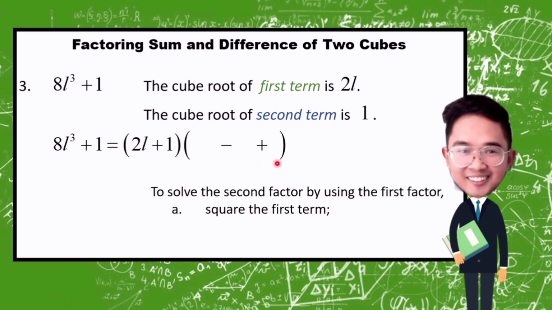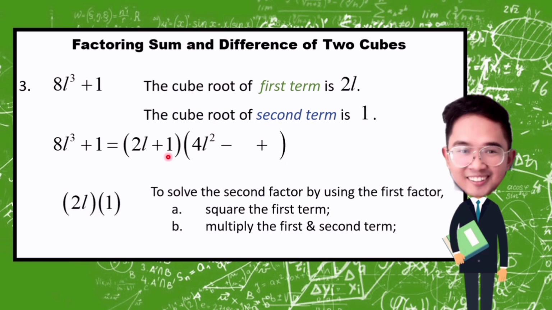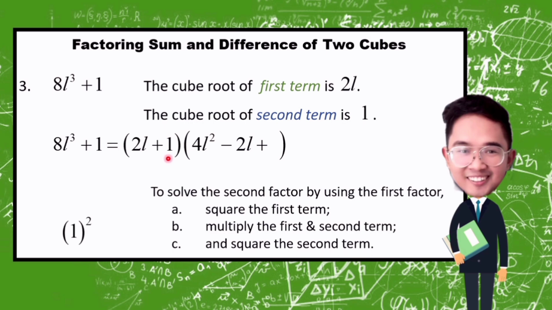To get the second factor, square the first term, which is 2l. The quantity of 2l to the power of 2. And the answer is 4l squared. Next, multiply the first and second term. 2l multiplied by 1, which is equal to 2l. And square the second term. So we have 1 squared is equal to 1. Therefore, the final answer is the quantity of 2l plus 1 multiplied by the quantity of 4l squared minus 2l plus 1 is the factor of 8l cubed plus 1.